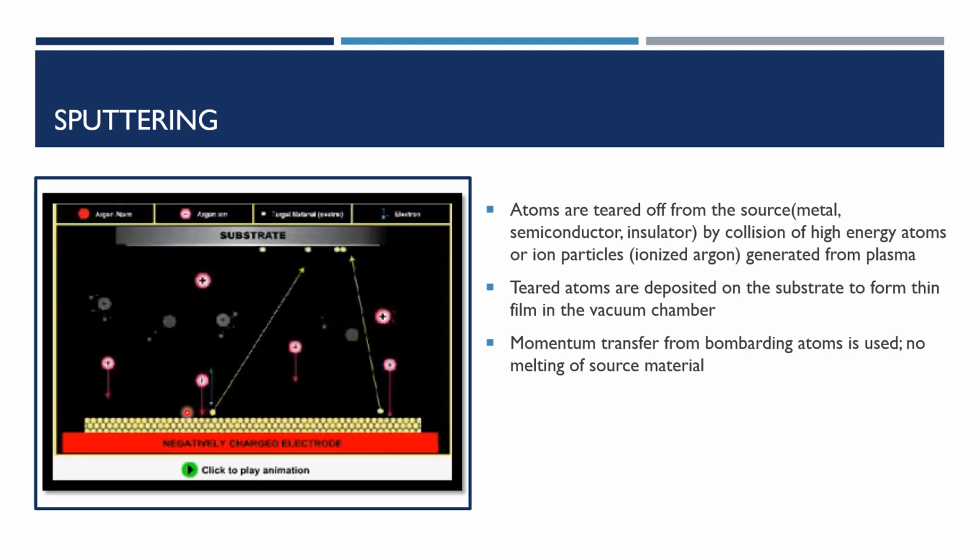The momentum transfer from the bombarding atom is used. Here, as you can see, the plasma particles are coming in with some kinetic energy, and the momentum of these incoming plasma particles is transferred onto the source material. This momentum transfer dislodges the atoms from their position, and these free atoms are then deposited on the substrate. Thus, in this process, no melting of the source material occurs.